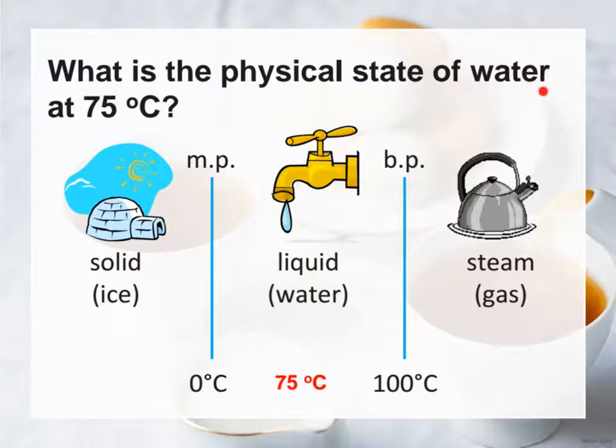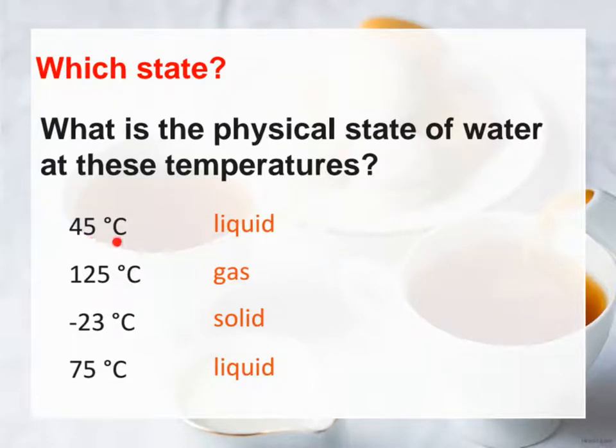What is the physical state of water at 75 degrees Celsius? 75 degrees Celsius is between 0 and 100, between the melting point and the boiling point. So water got enough energy to melt, so it's in the liquid state, but this liquid didn't get enough energy to boil and turn into gas. So as this temperature is between the melting point and the boiling point, water will exist as liquid at 75 degrees Celsius.